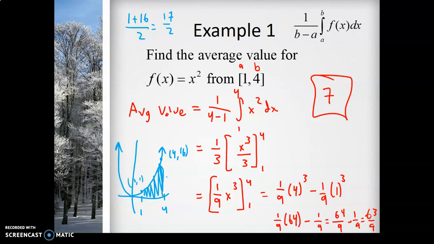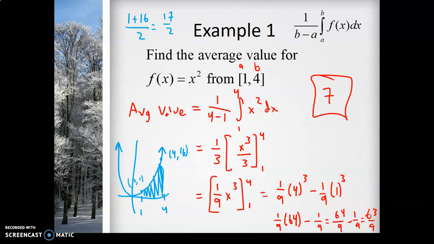And we're just trying to say, what is the average height of this function between 1 and 4? And it makes sense that it would be at 7. A 7 is a little bit lower than half between 1 and 16, and it grows more slowly at the start. So it makes sense that the average height would be less than halfway between the two endpoints in this case.